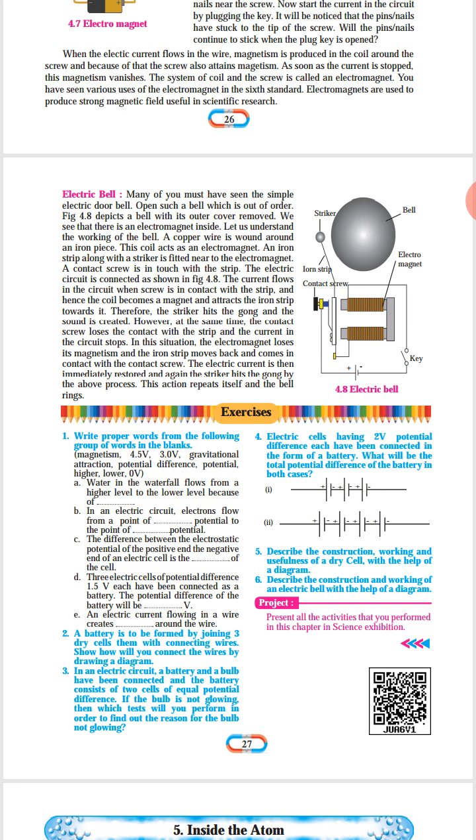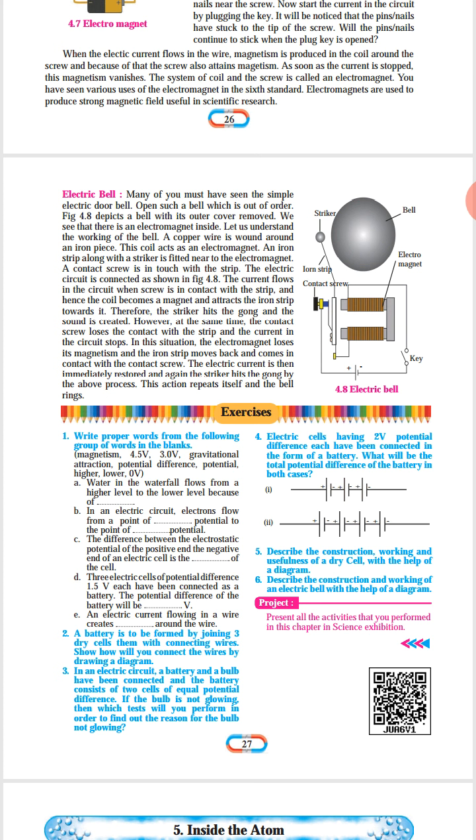The current carrying coil becomes a magnet and attracts the iron strip towards it. As a result, the metal striker hits the metal gong, producing sound. At the same time, the screw loses contact with the strip. The circuit is now incomplete. Hence, no current flows in the circuit. Therefore, the electromagnet loses its magnetism and the iron strip returns to its initial condition, making contact with the screw. As the circuit is now completed, the electromagnet attracts the iron strip and the striker strikes the gong, producing sound. The action repeats itself and the bell continues to ring till the circuit is broken by opening the key in the circuit. The working of the electric bell is thus based on the magnetic effect of electric current.